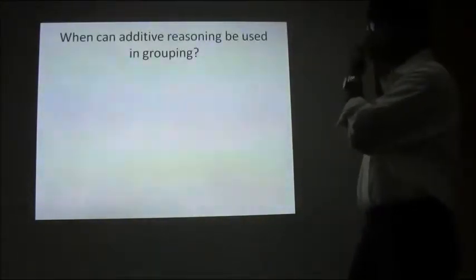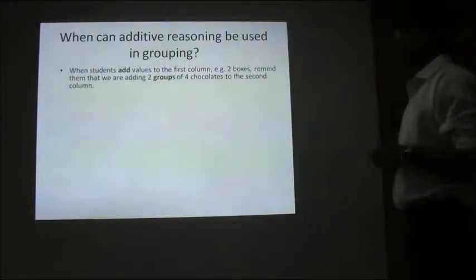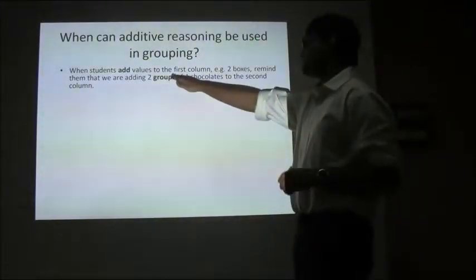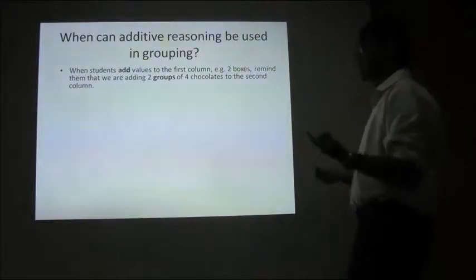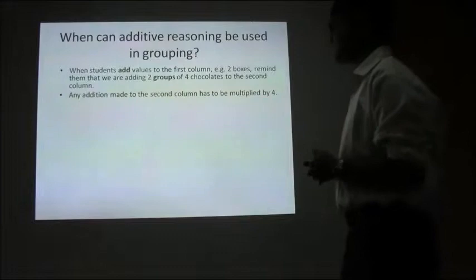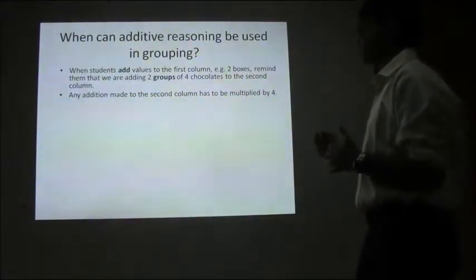Now, what happens if the student is using additive reasoning in ratio tables? We can remedy this by introducing them to the concept of grouping. When students add values to the first column, for example 2 boxes, remind them that we are adding 2 groups of 4 chocolates to the second column and not simply 2 chocolates. Any addition made to the second column has to be a multiple of 4.